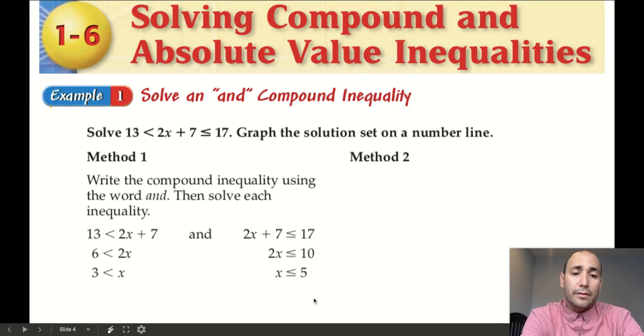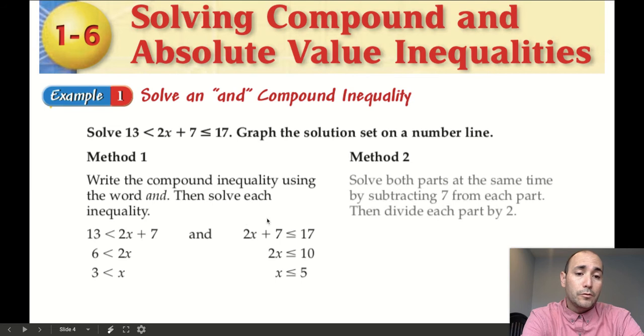The second method would be to solve them together. And if you just write it at the same time, if you noticed, I did the same steps on either one, subtract both sides by 7, divide both sides by 2. So when we solve them together, you will notice that you have essentially a left, a middle, and a right. And basically you would subtract 7 from all of them, right?